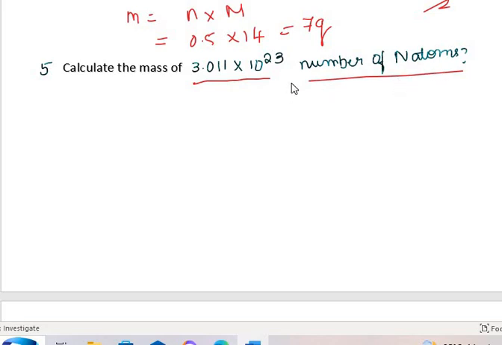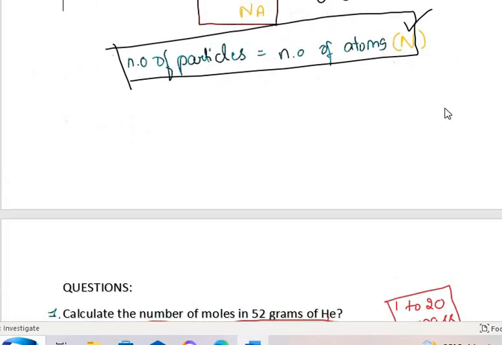Here the mole is not given, but the number of atoms, that is capital N, is given, and we need to calculate the mass. Don't think of it, it's very easy. The same formula we need to apply. Number of moles is equal to the second formula, number of particles or atoms divided by Avogadro number. What is the number of particles that have been given initially?